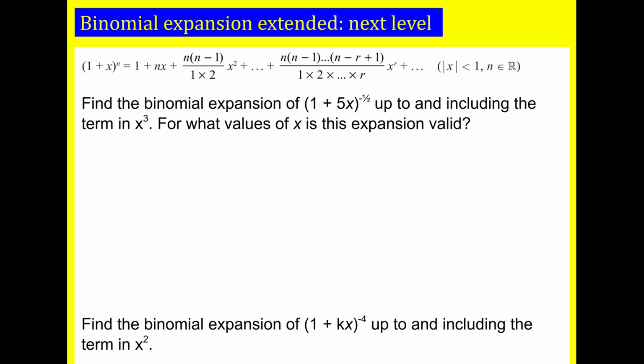Welcome to the Binomial Expansion Extended next level. So previously we showed roughly where this formula comes from that I'm highlighting here. This is in the formula book at A level. And we talked about the fact that this is true for any real number now. So we can do binomial expansions for rational numbers and irrational numbers. Typically we'll be doing rational numbers and they could be positive or negative.